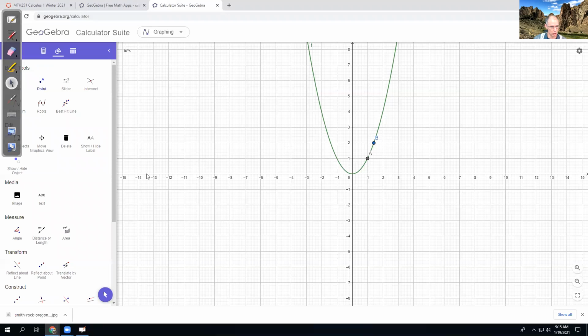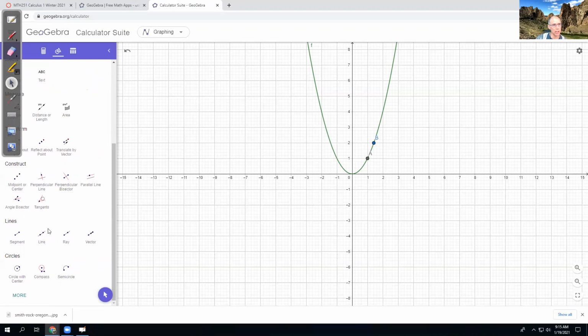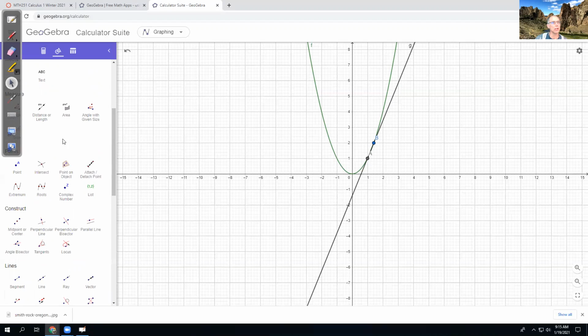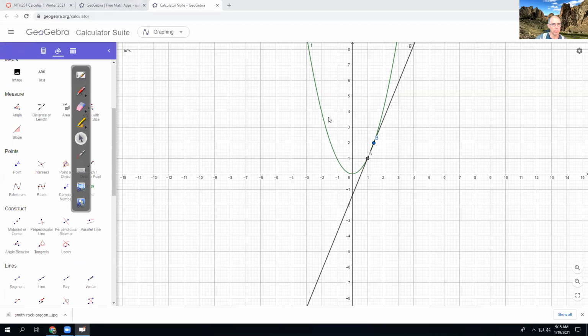And then I'm going to draw a line. Where's my line tool? It's somewhere here. Line. That one. Click, click. Okay. So this is my secant line, and I can ask for the slope by hitting more, and then slope is hiding behind my tools here.